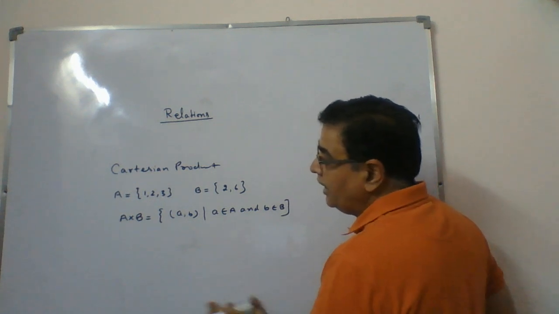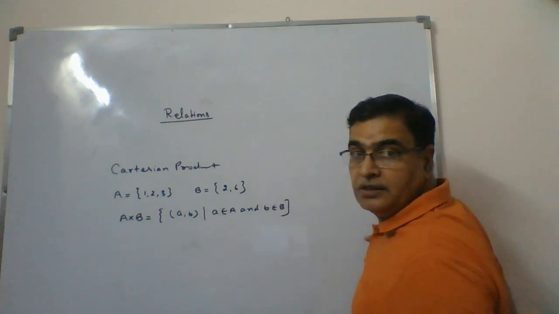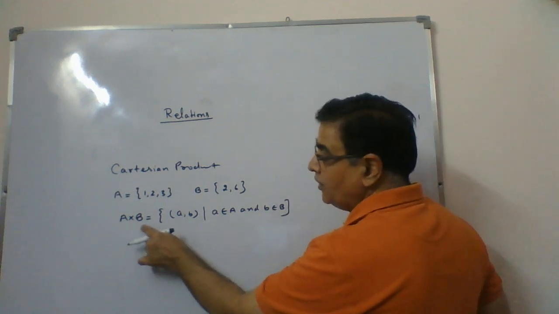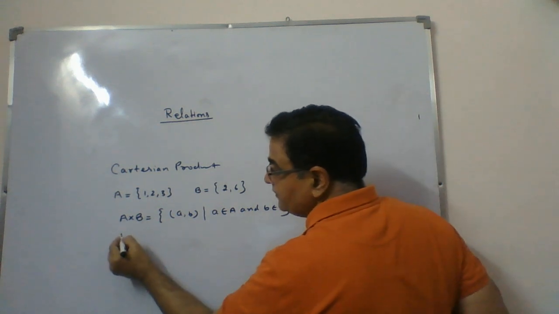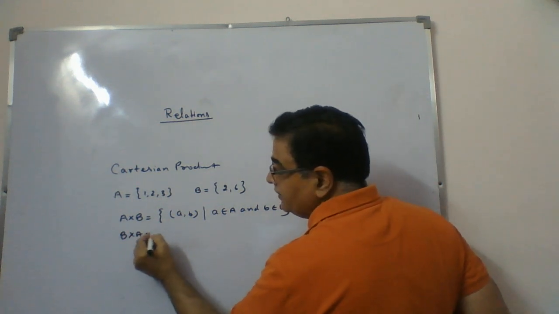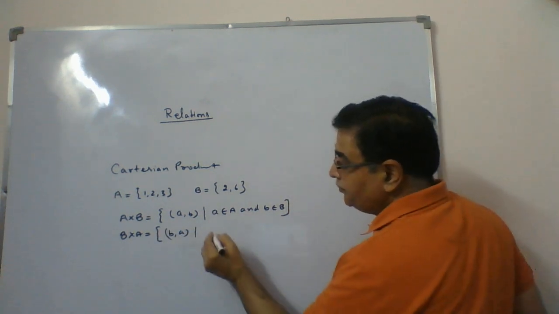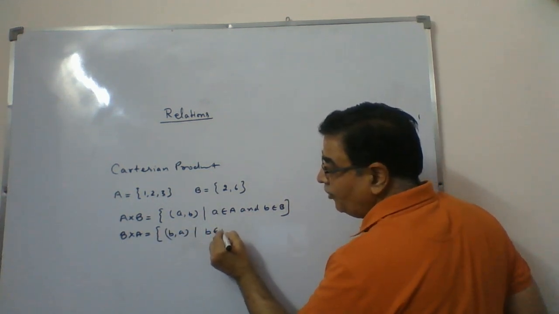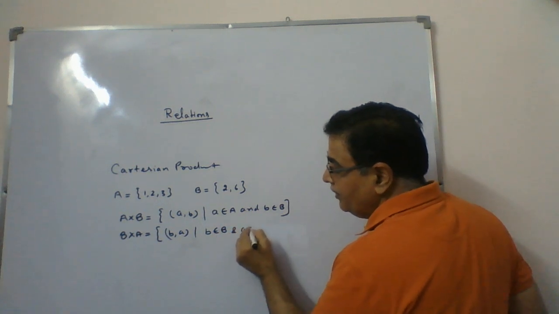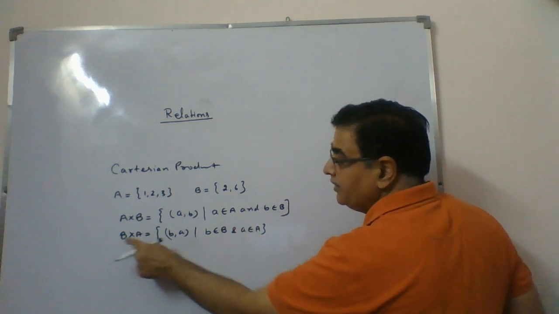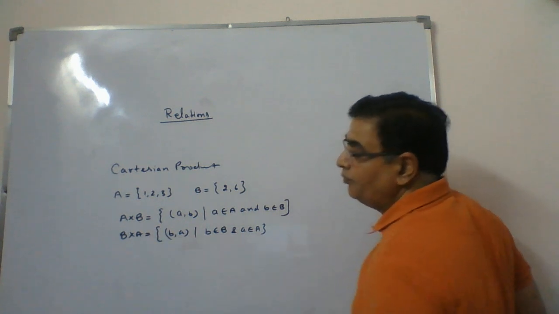This is called our Cartesian product. So A cross B is (a, b). If someone writes B cross A, then a change will come. This will be (b, a). In this case, b will be an element of B and a will be an element of A. So the first element comes from set B and the second comes from A.